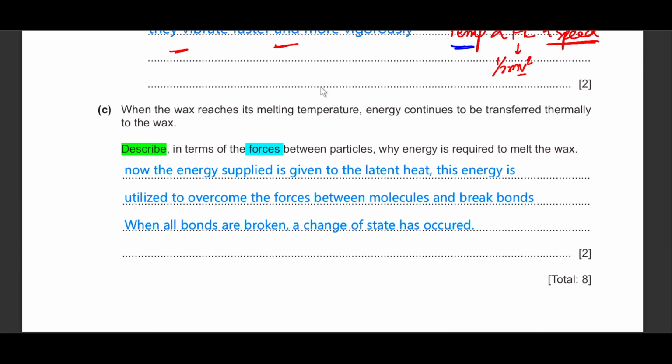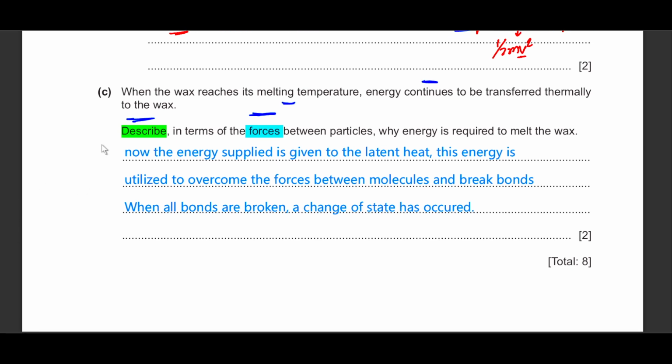When the wax reaches its melting temperature, energy still continues to be transferred thermally to the wax. Describe again, explain what might be happening in terms of the forces between the particles. You see, if it is at melting point and still providing energy, the temperature is not changing, then something is off. That energy is going to be used to break the bonds or intermolecular forces. That's exactly what we've written down.